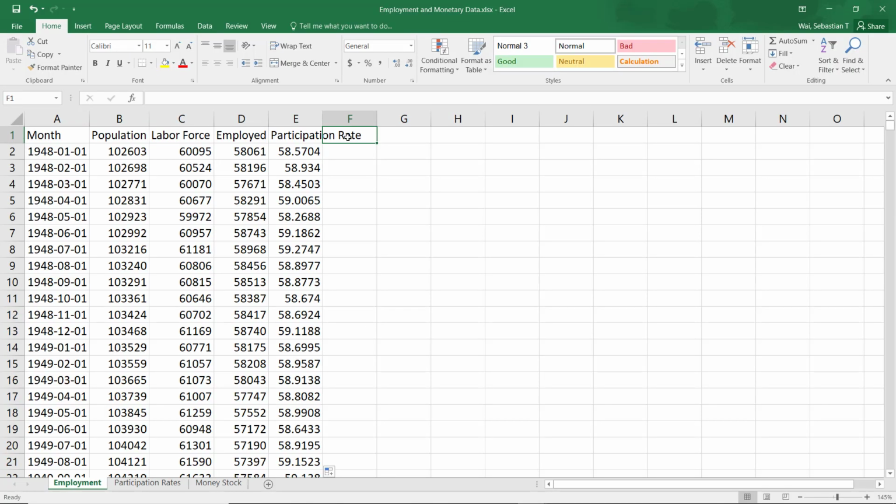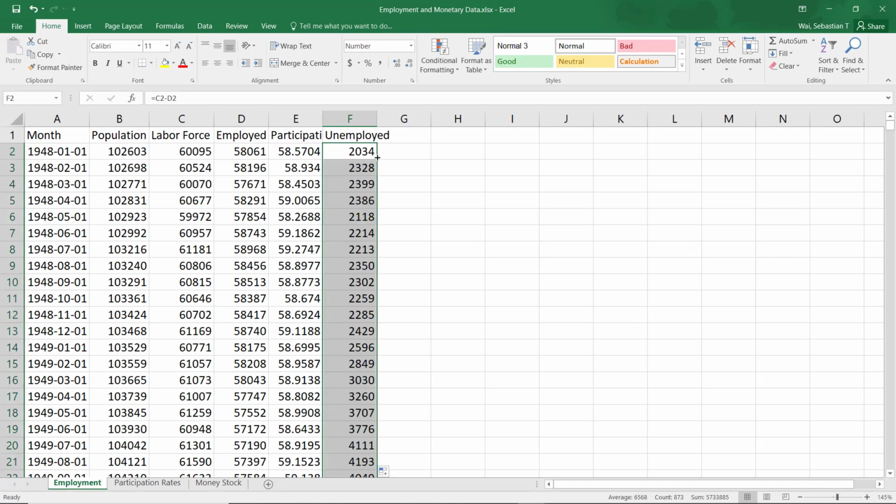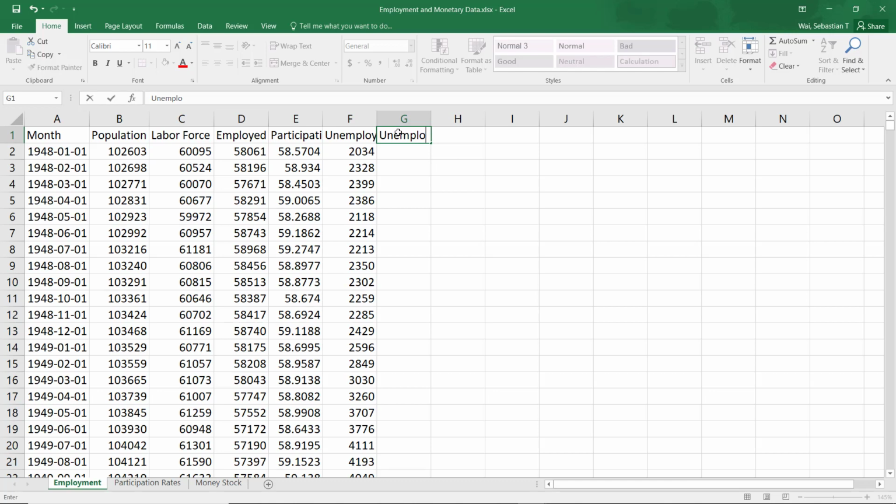Back over here in Excel, we're going to calculate the unemployment rate. But first, let's actually calculate the number of unemployed. Remember that the labor force is the total of the employed and unemployed population. And so to figure out unemployed based on what we have, we can take the total labor force and subtract the number of employed people. And so we can see that in January of 1948, there were about 2 million unemployed. Now we can calculate the unemployment rate.